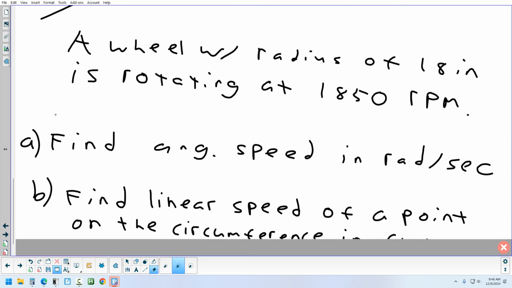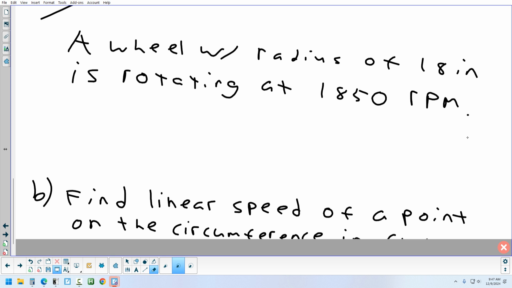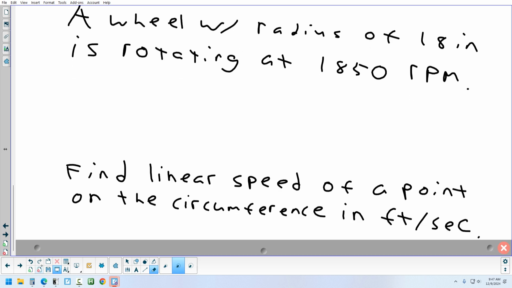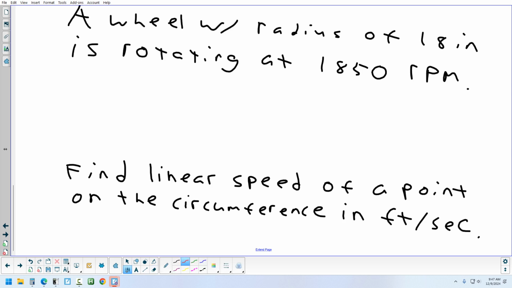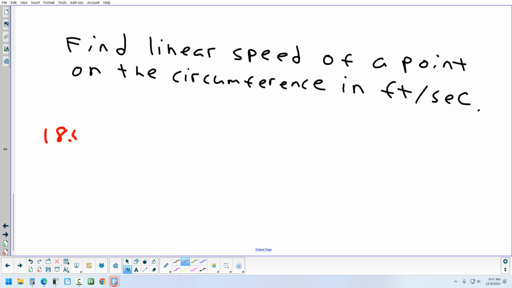So let's just do part B. It says find the linear speed in feet per second. All right. Well, what are they giving me to start with? A wheel with a radius, so it gives us the radius of 18 inches, and the speed it's rotating at, which is 1,850 rotations, or revolutions, in a minute.